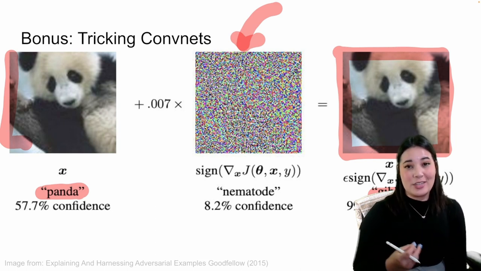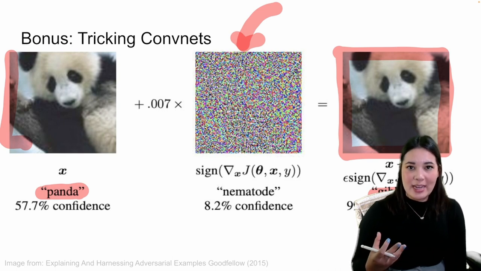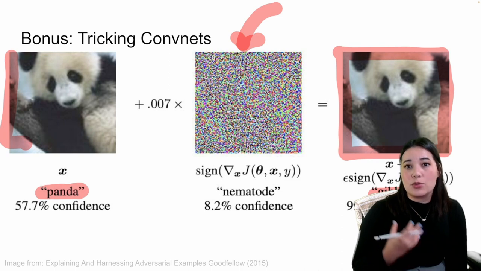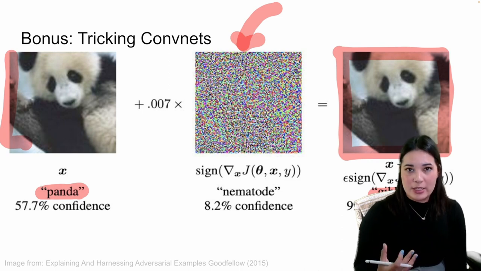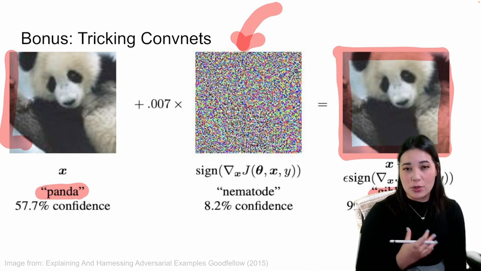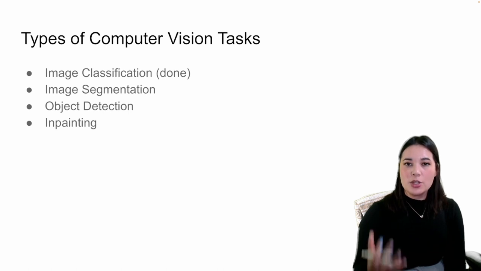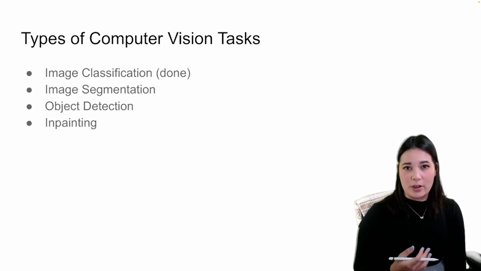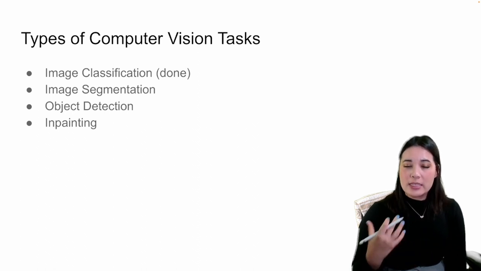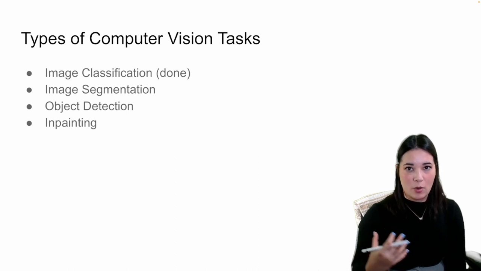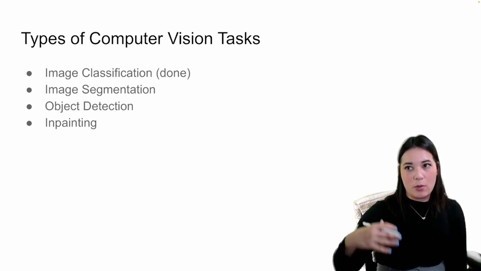This idea is interesting on its own, and it gives us some insight into how convolutional neural networks work, but it can also be used to train the model. If we train it using these adversarial examples, we can make it more robust to those adversarial examples. Okay, enough bonus content. So far, all of the models that we've talked about are pretty much doing one thing: image classification. This is taking an image and classifying it as a panda or not a panda, or is it a monkey, a human, or a car?